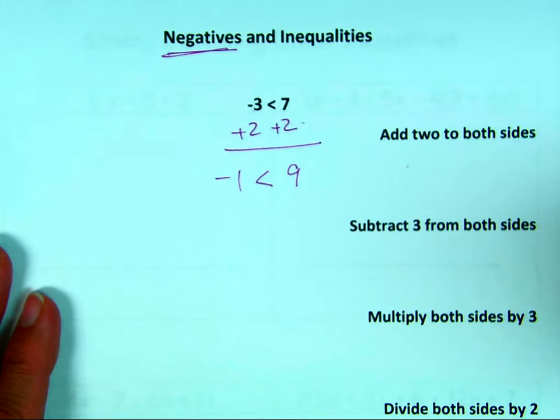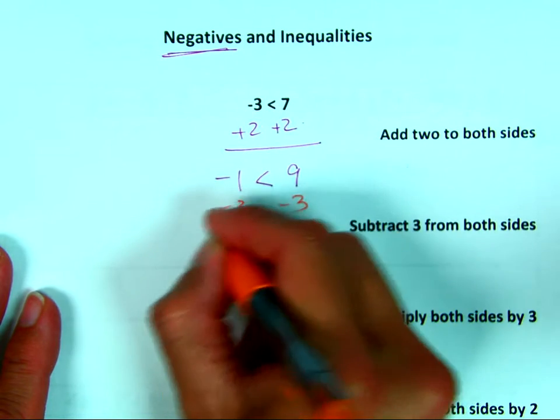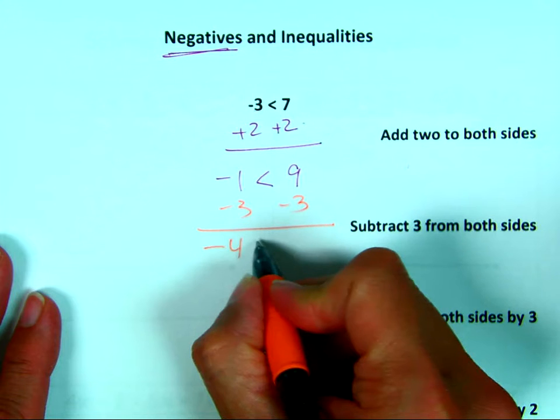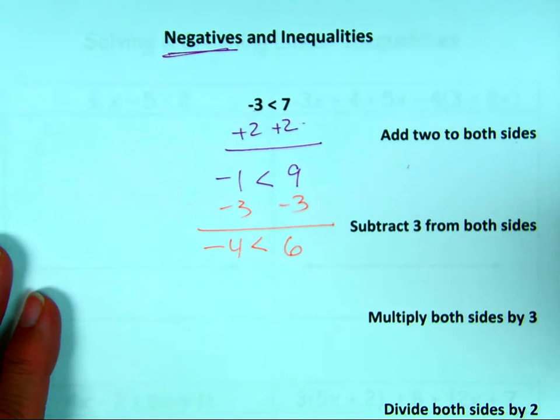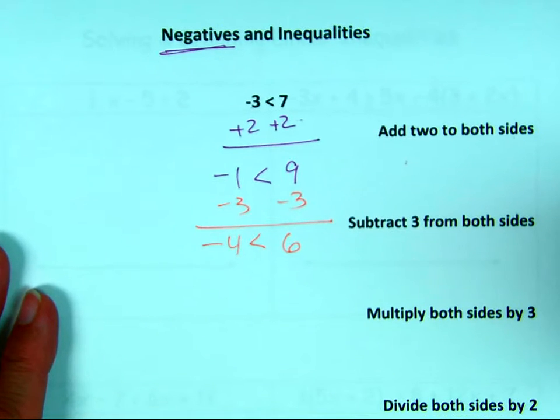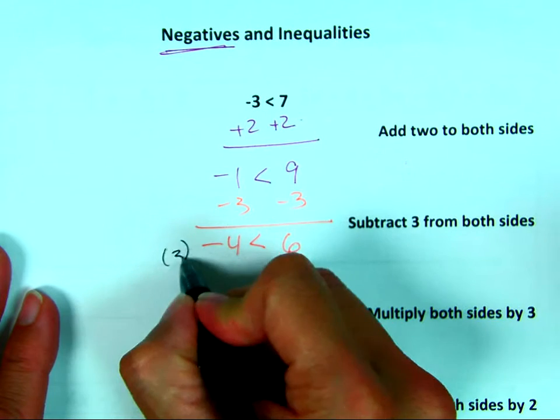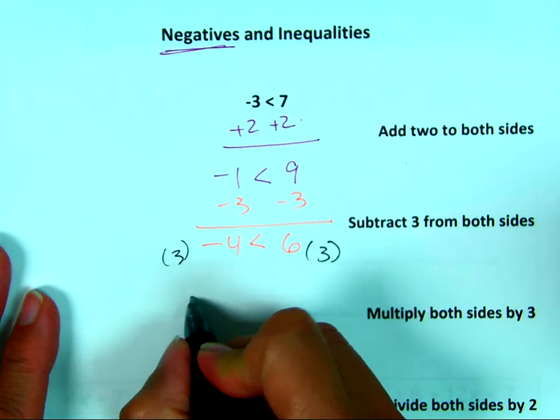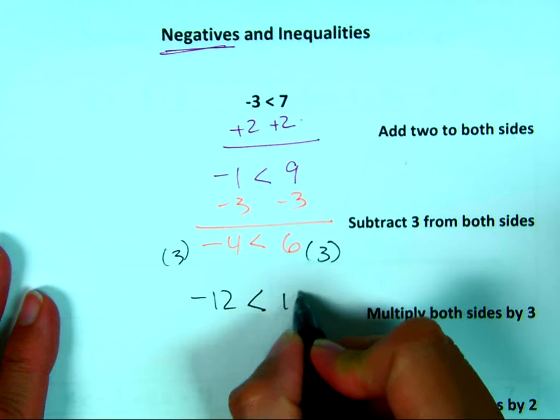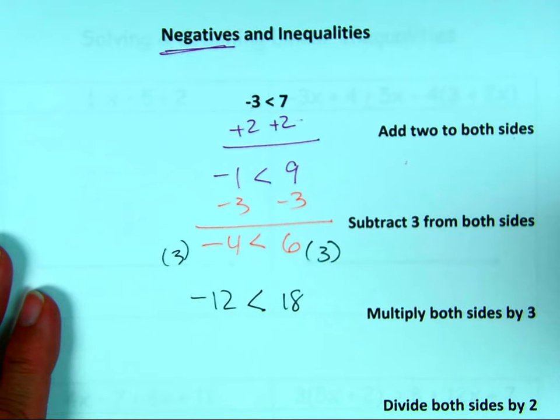Okay, now it says subtract 3 from both sides. So we're going to do something different here. We're going to subtract 3 from both sides. We're going to get negative 4 is less than 6. Is that true? Yes, negative 4 is still less than 6. Okay, we're doing good. Now we're going to multiply both sides by 3. That would be negative 12 is less than 18. Is that true? Yes. Negative 12 is still less than 18.